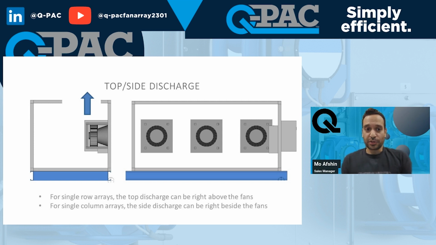And for top or side discharge, our entire fleet of fans are centrifugal single inlet, single outlet, single width fans. If you have one row of fans or one column of fans in a side discharge, then you can have your discharge opening right above the fans, because there's no interference between the fans. You're not having multiple rows or columns of fans, so in this case, as you see, I have the opening right above the fans.